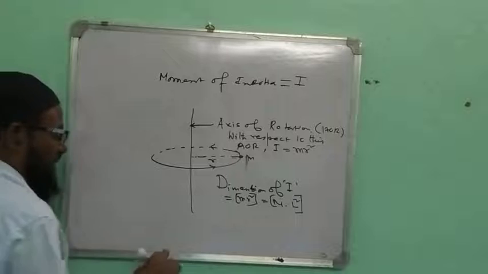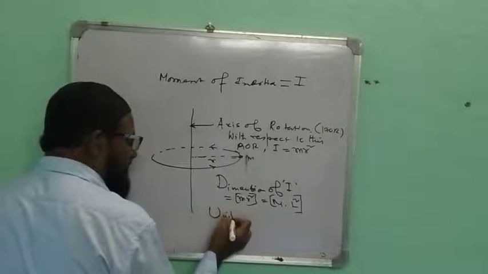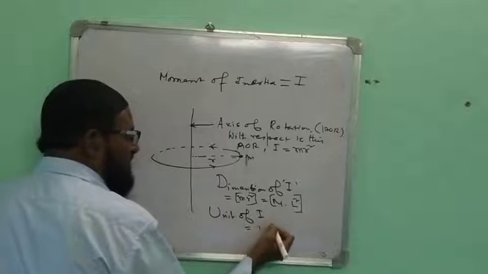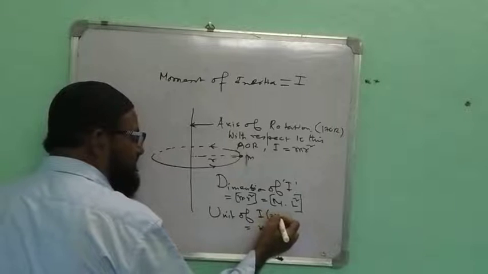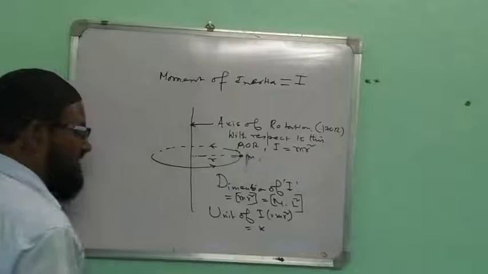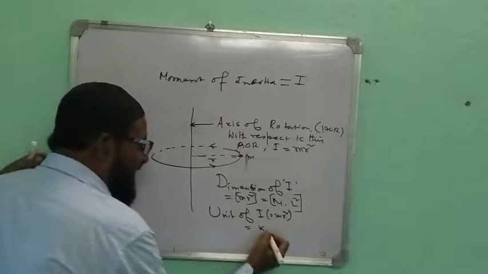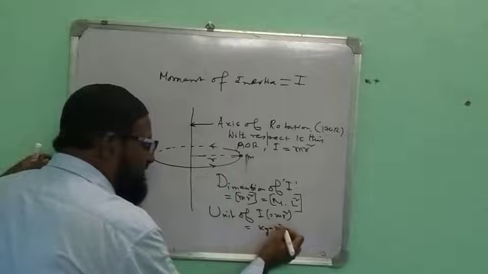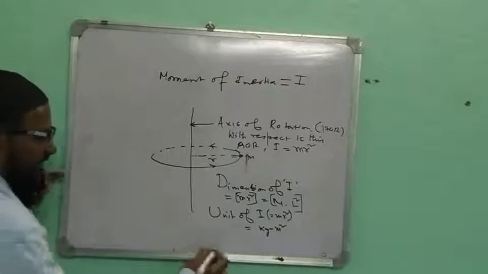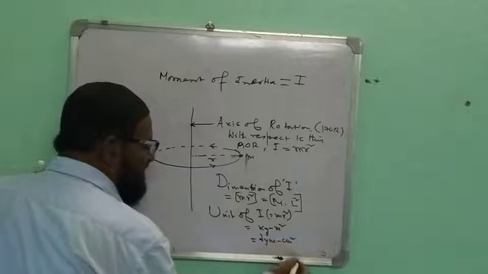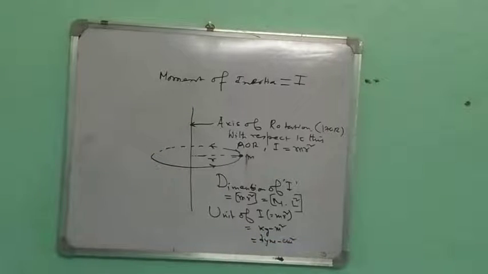What is the unit of I? Unit of I equal to kg. Please keep in mind I equal to mr square. So M is in kg, and this is in meter square, or this is dyne into centimeter square. Okay? Please draw this figure fast and write down.